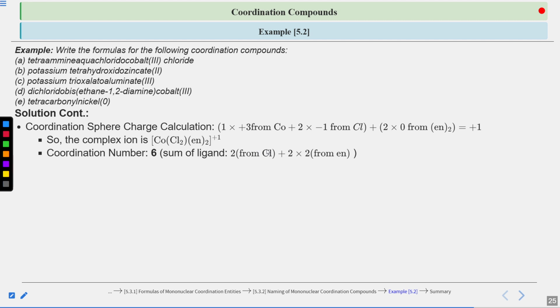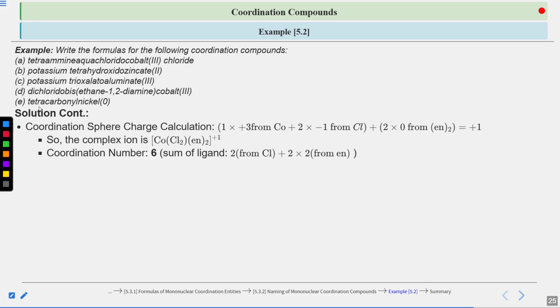So 2 will come from the chlorine, and 2 times 2 will come from en. En is a bidentate ligand, so it has denticity 2, and 2 en are present, so 2 times 2. Okay, 2 times 2 is 4, 4 plus 2 is 6, so the coordination number will be 6. And there is no counter ion outside of the square bracket.